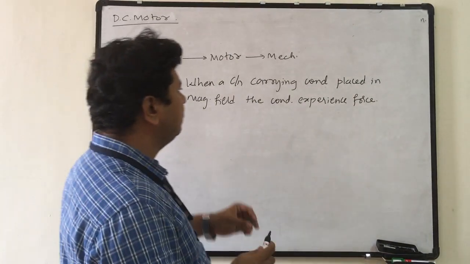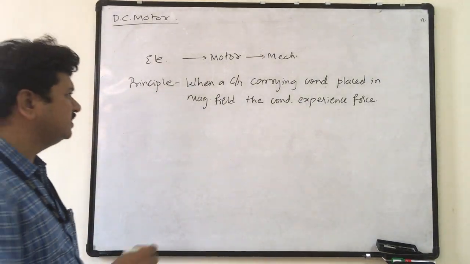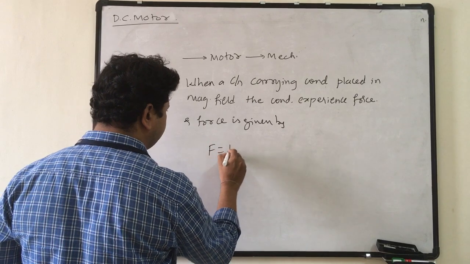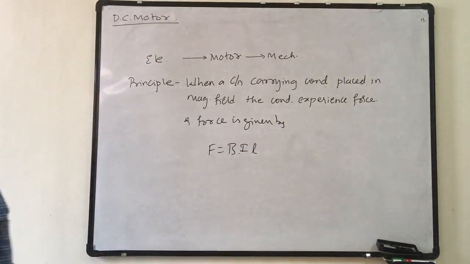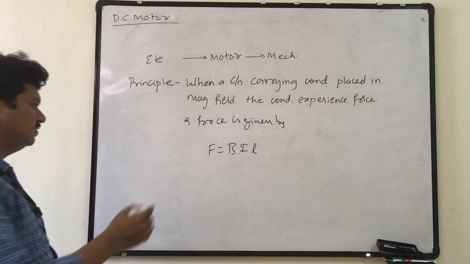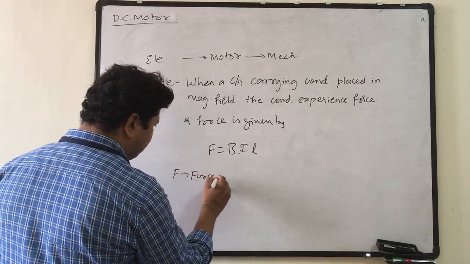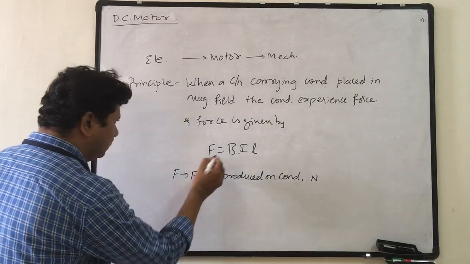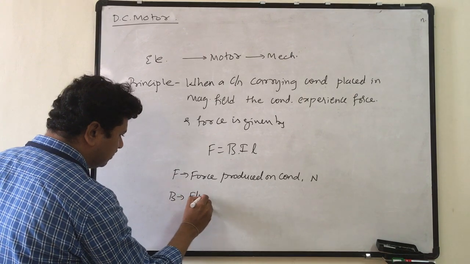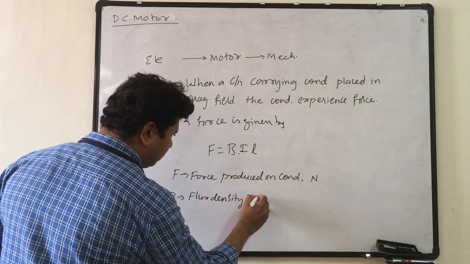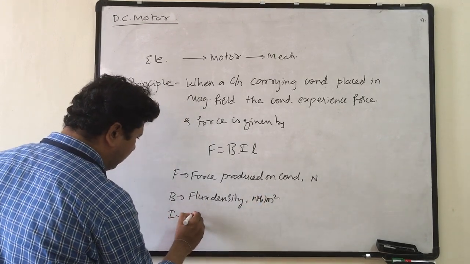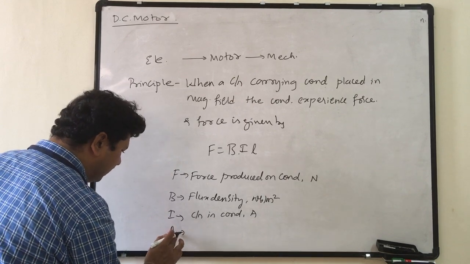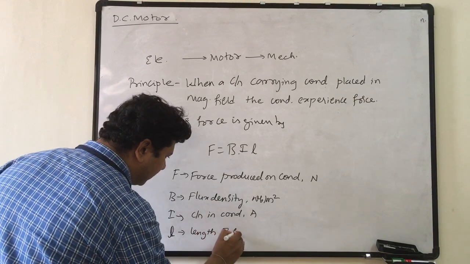So when a current carrying conductor is placed in a magnetic field, that conductor will experience the force, and force is given by F equals B-I-L, where F is force produced on conductor, in newtons, B is flux density in Weber per meter square, I is current in conductor in amperes, and L, or small l, is length of conductor in meters.